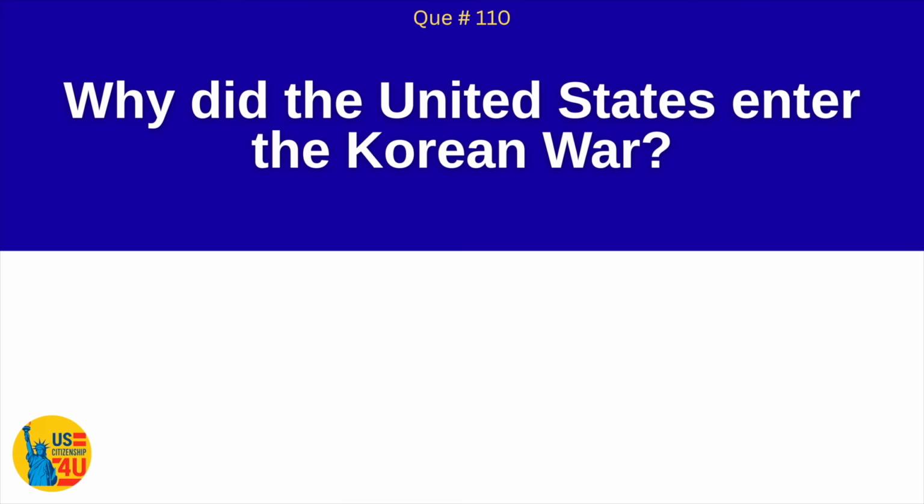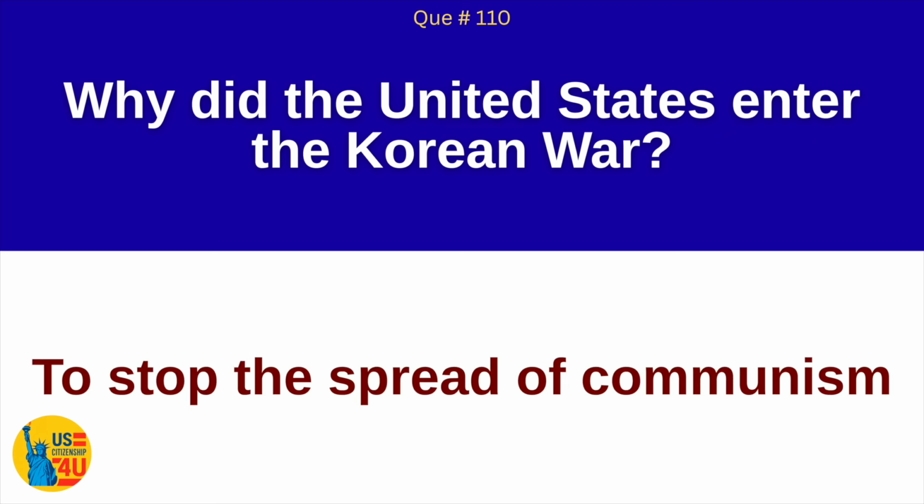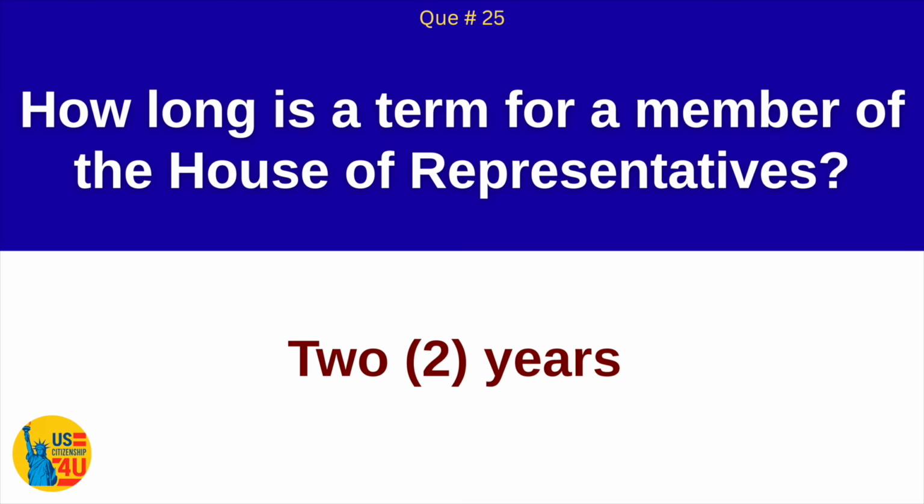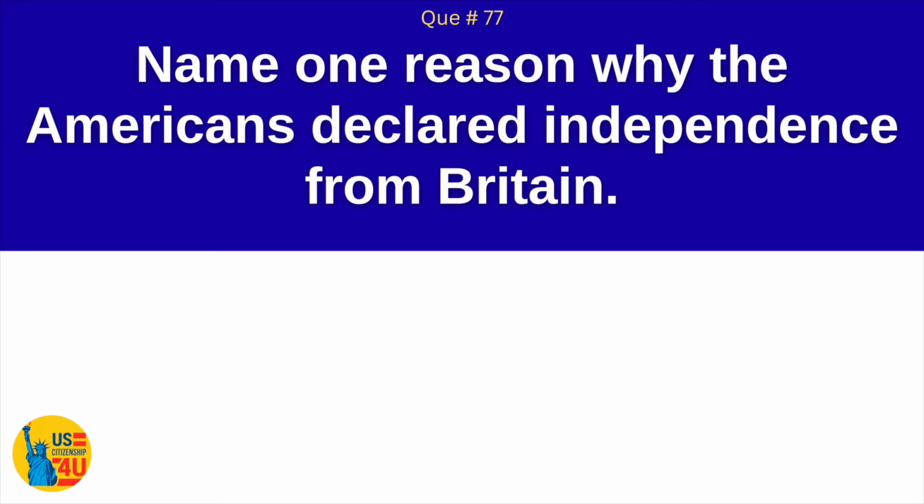Why did the United States enter the Korean War? To stop the spread of communism. How long is a term for a member of the House of Representatives? Two years. Name one reason why the Americans declared independence from Britain. High taxes.